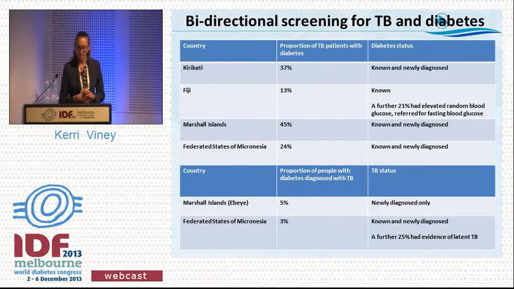When we screen the other way around, so we look at the proportion of people with diabetes who are diagnosed with TB, in one study in Marshall Islands, they found that 5% of the people in the diabetes clinic had tuberculosis, which is higher than what we would expect in contact tracing.